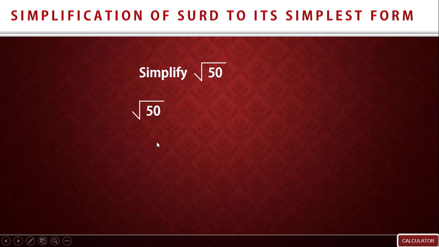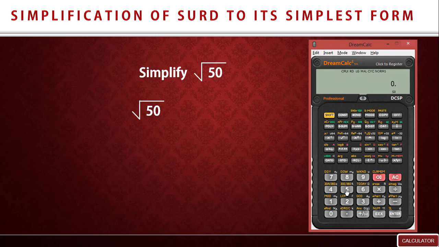The first thing you need to do is to look for the smallest number that can go in 50. You can do that with your calculator. All you need to do is to take 50 because 2 can go in 50. So do 50 divided by 2, that's 25. So the next question you ask yourself, is 25 a perfect square? Definitely 25 is a perfect square. That means it's a good start for us.